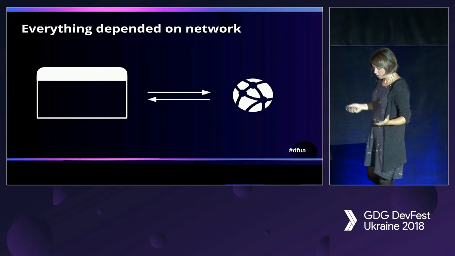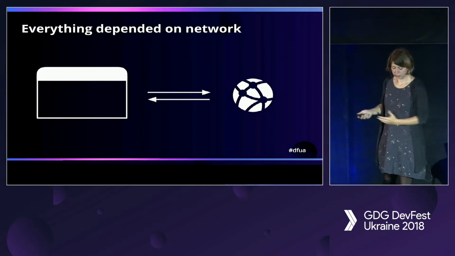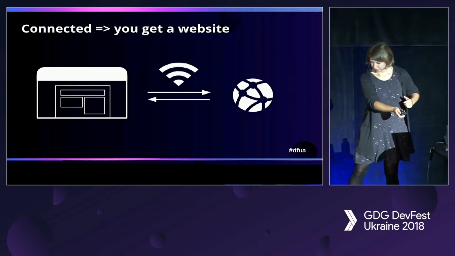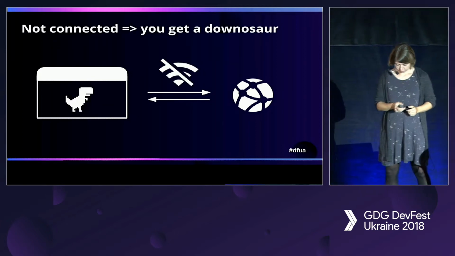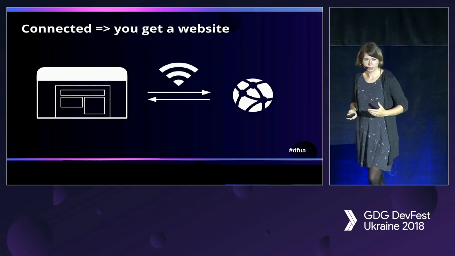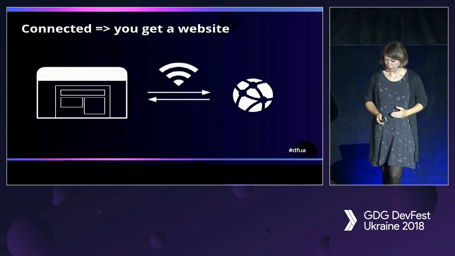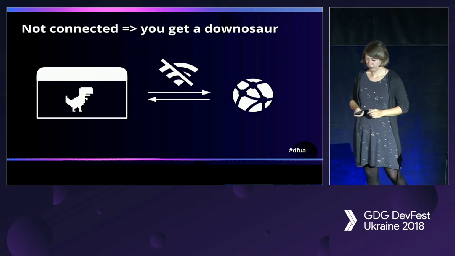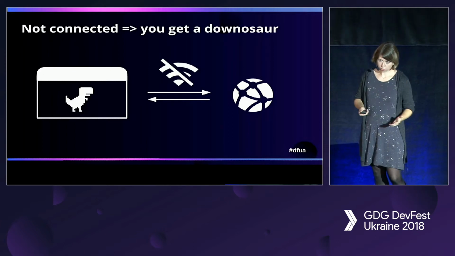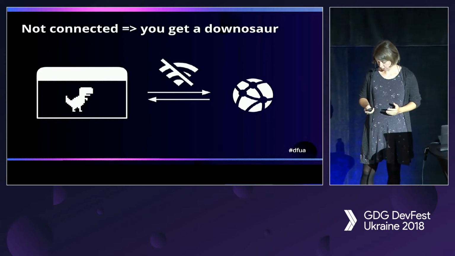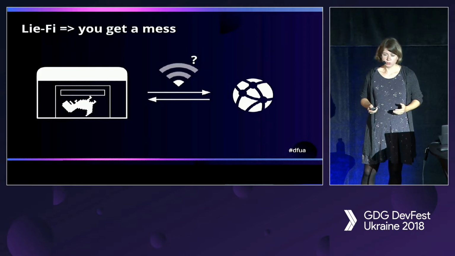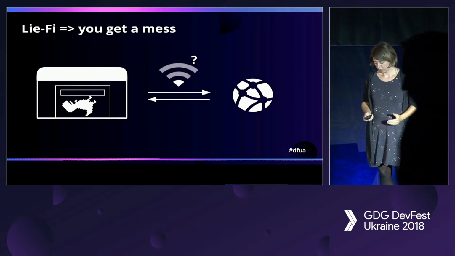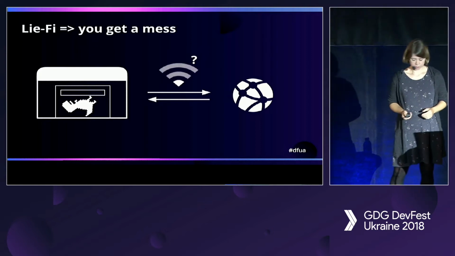So in those times, everything really depended on the network on your website. If you were connected, you got a beautiful website, right? If you were not connected, you get a dinosaur or whatever the browser decided is worthwhile to show you when you didn't have an internet connection. And when you were on Wi-Fi, usually what you get is a mess. Part of the website could load, but not everything, and it's really confusing for the user.